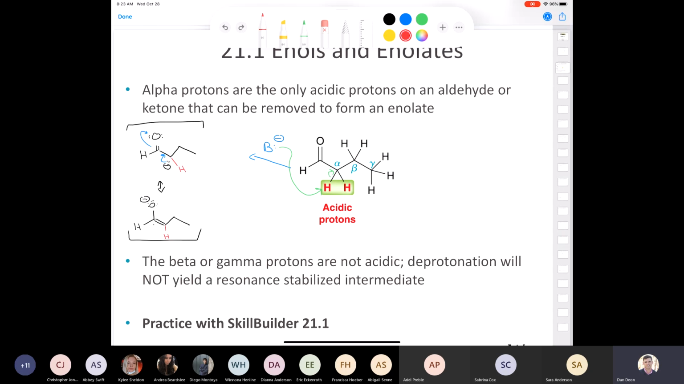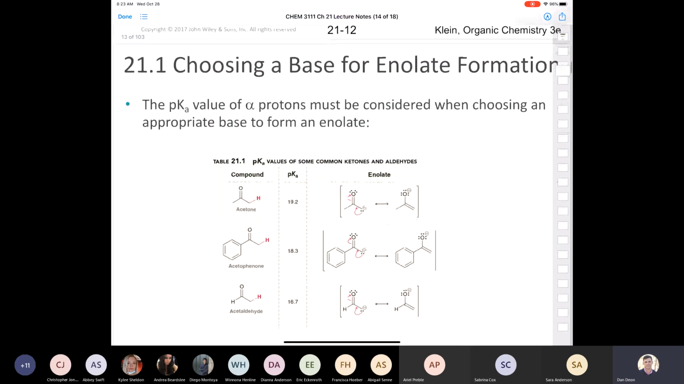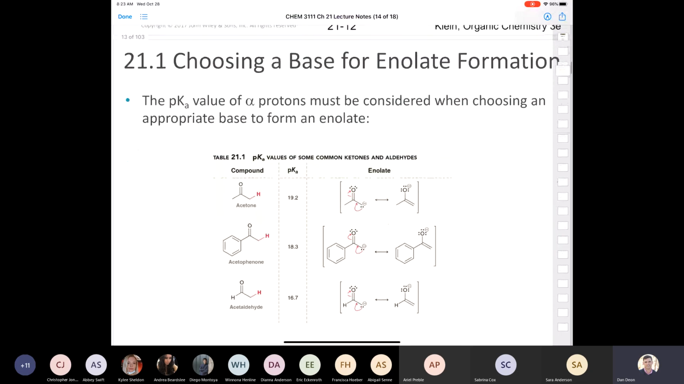Now the question becomes, what kind of base are we going to use? You're just saying, oh, Mr. Dion, you're just throwing bases at it and you're deprotonating it. Well, in fact, our choice of base is going to be important throughout this chapter. So let's take a harder look at the kind of bases that we would use. And before we do that, let's talk about the pKa's of these alpha protons. The pKa of an alpha proton, of course, we have to consider when we're choosing an appropriate base.